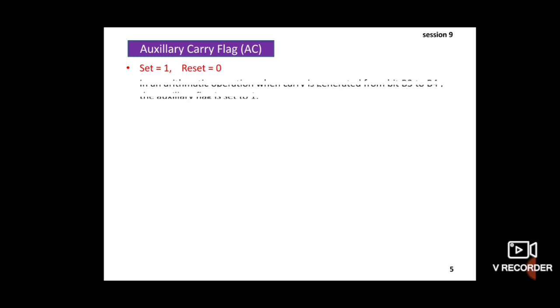Now see, the next flag is the auxiliary carry flag, also written AC. If it is set, then 1 is there; if reset, then 0 is there in the bit status flag. In an arithmetic operation, when a carry is generated from bit B3 to B4, the auxiliary carry flag is set to 1.